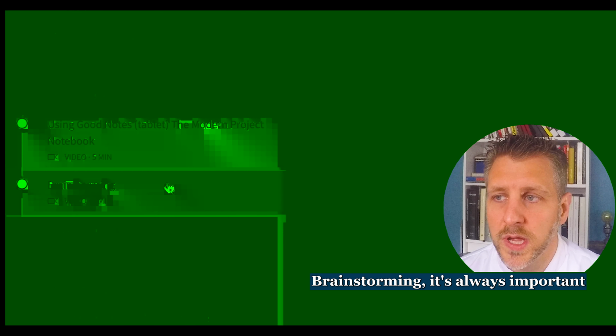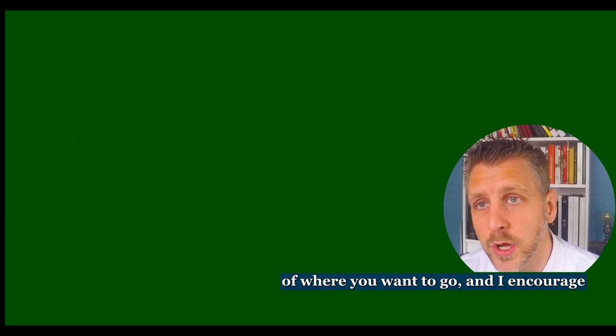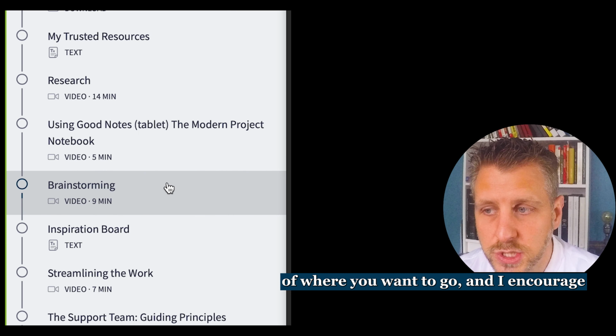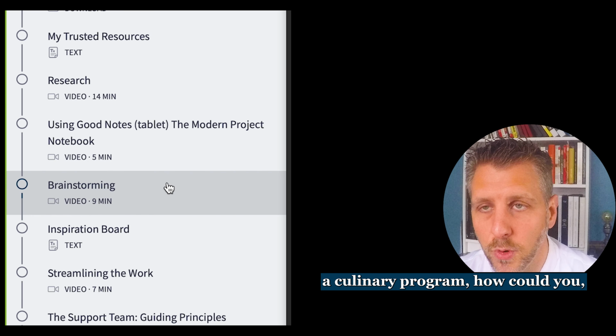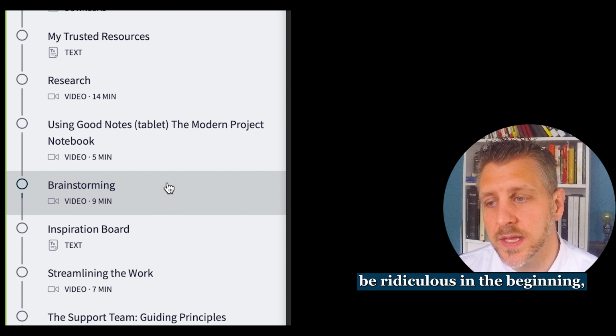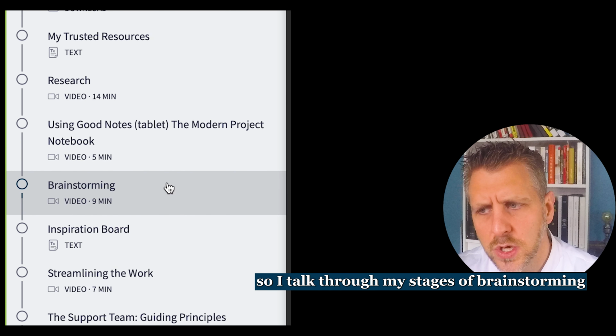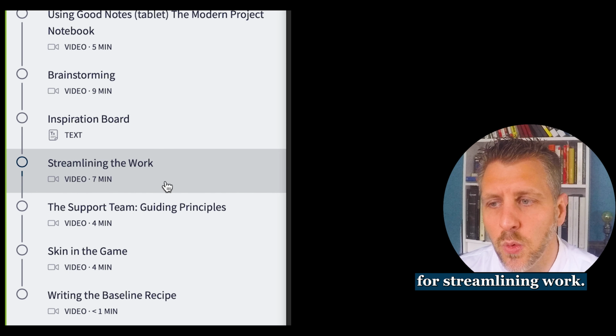Then there's brainstorming. It's always important to have a good perspective of where you want to go, and I encourage taking the time to brainstorm. Again, as you're looking at building a culinary program, what could you possibly do? I think it's important to be ridiculous in the beginning. So I talk through my stages of brainstorming, and I go through my process for streamlining work.